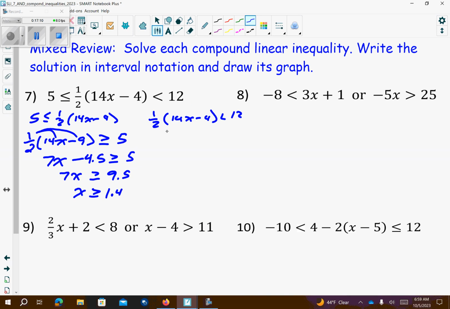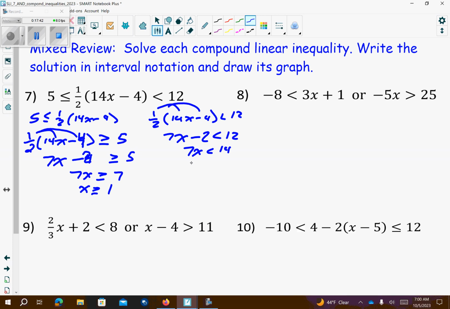Distribute half, so half of 14 is 7x. Half of 4. Oh, you know what? I made a mistake. That's supposed to be a 4 right there, isn't it? That should have been a 2. I'm sorry, I made a mistake. Add 2 to both sides. That's 7x is less than or equal to 7. If I add 2, divide by 7, x is greater than 1. And then I'm going to go half on each of those. 7x minus 2 is less than 12. Sorry about the mistake. Add 2 to both sides. Divide by 7.